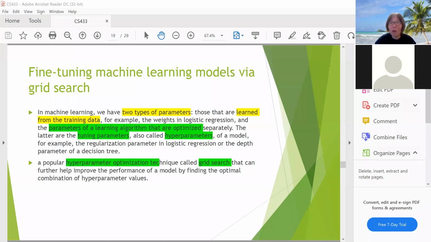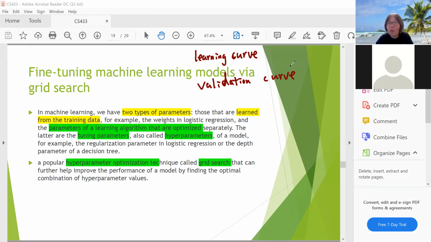Okay, so today we will continue our discussion about performance evaluation and model tuning. At the end of last class, we discussed that you can also use the learning curve and the validation curve for performance evaluation.